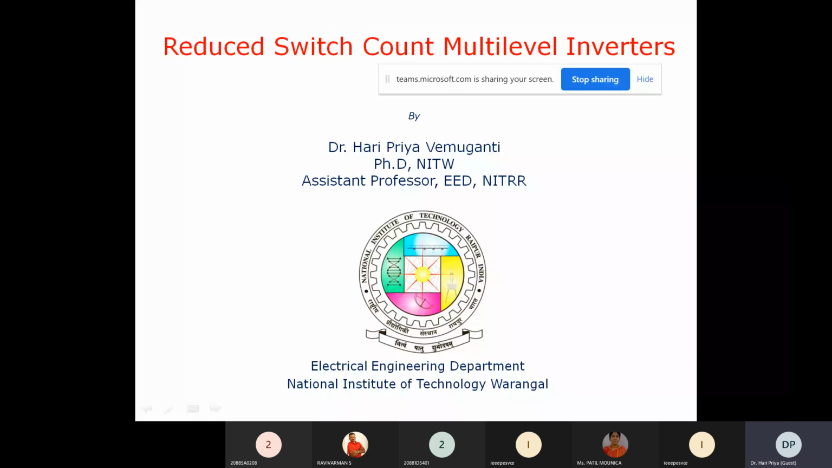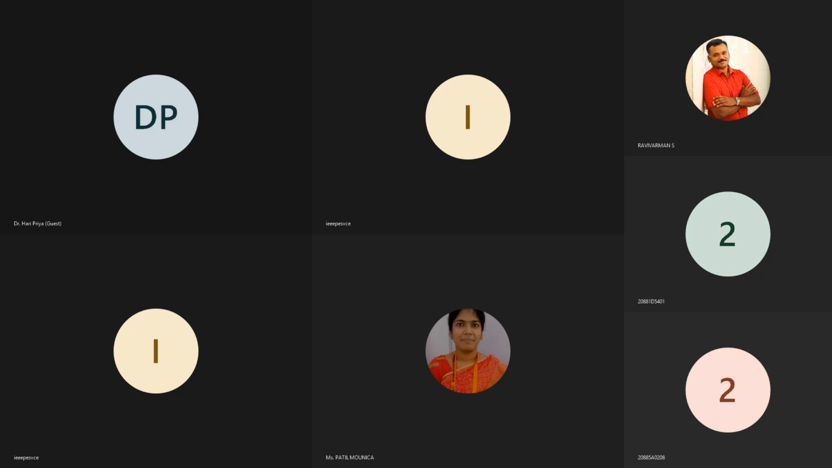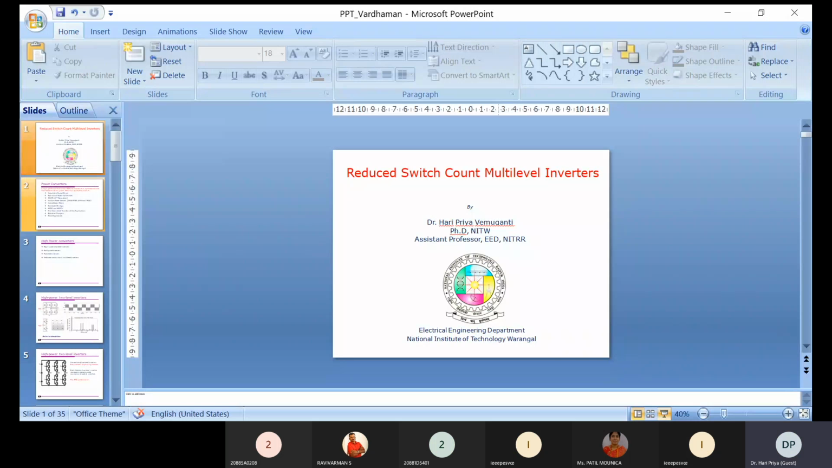Right. Coming to multi-level inverters, I don't know why the slide is not changing. I'll reshare it again. Right. The screen. Yeah, the slide is changing.